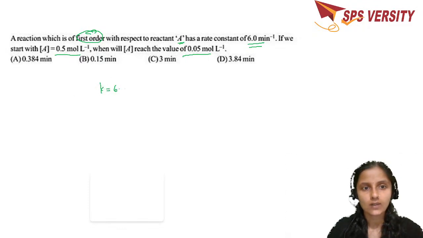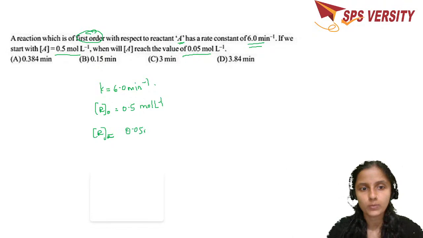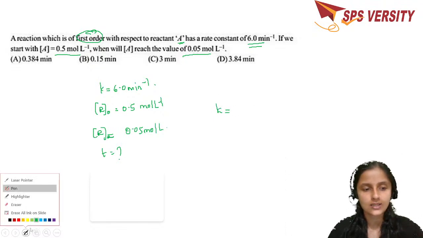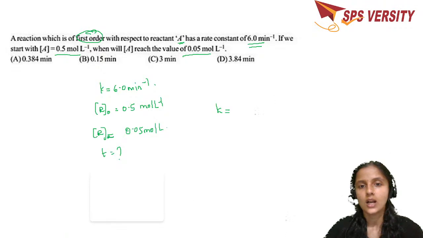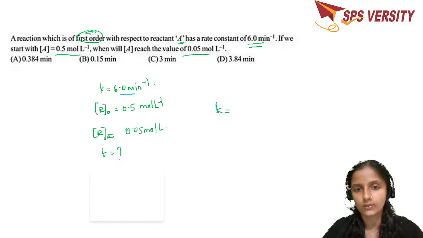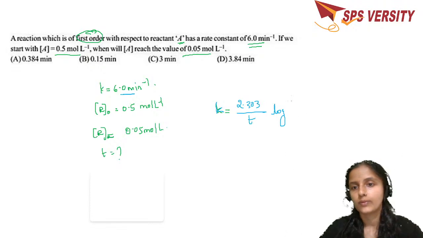The rate constant they have given is 6.0 per minute, and the initial concentration you have started with is 0.5 mole per liter, and the final concentration at time t would be 0.05 mole per liter, and you have to find out the time taken for this change. So you have the expression for first order kinetics. They have given that it follows first order kinetics. Even if they had not given it, see the unit of rate constant, it is per minute. Again, it should be a first order. So k is equal to 2.303 divided by t log of initial concentration divided by concentration at time t.